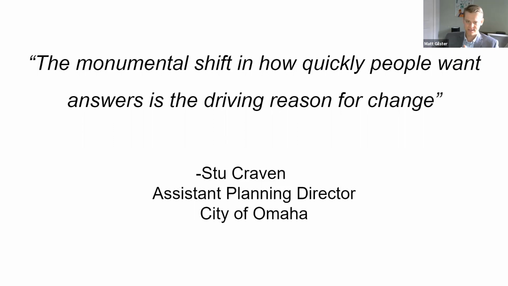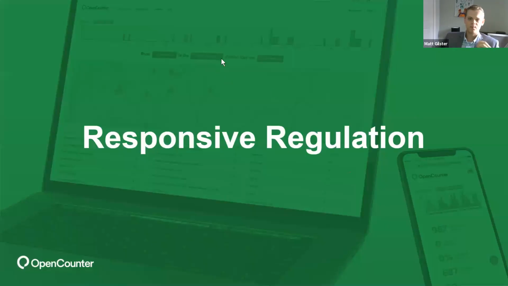Sue Craven, Assistant Planning Director of the City of Omaha, I've been working with for the last few months. I love this quote from him: monumental shift in how quickly people want answers is the driving reason for change. And I see this so much in planning. This has been a big focal point in my career for planning, is that expectations have changed, right? People want things faster, and we can deliver that to them if we find and think of better ways to work with the complexity that we have. All right, so I'm going to pass it over to Joel to talk a little bit about responsive regulation.